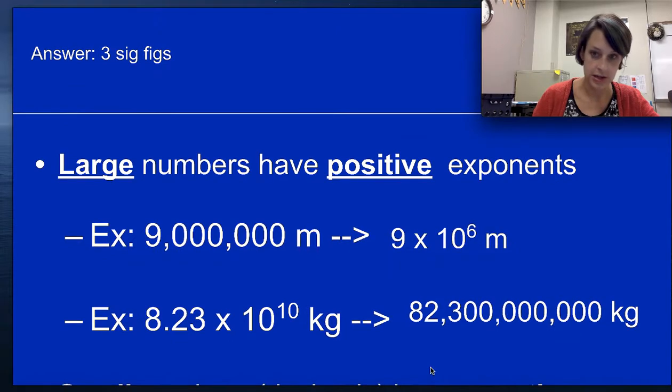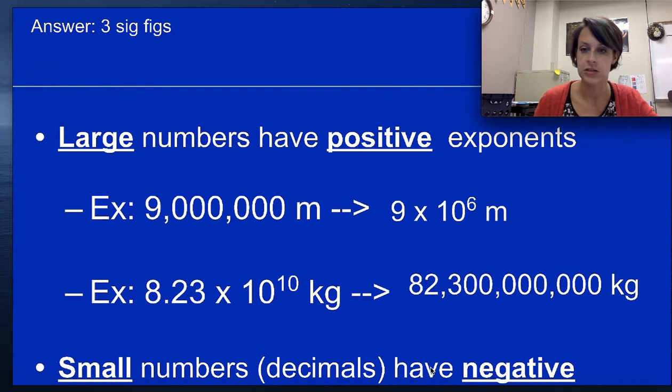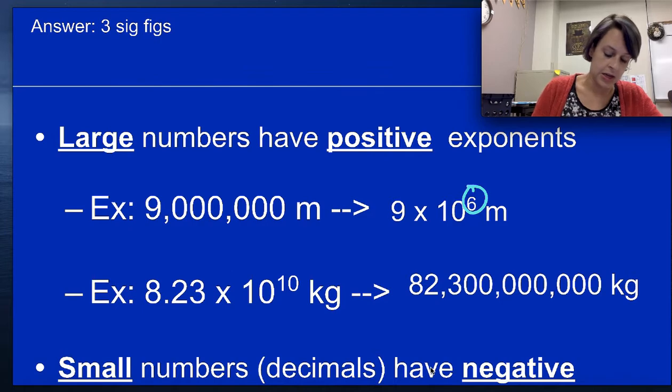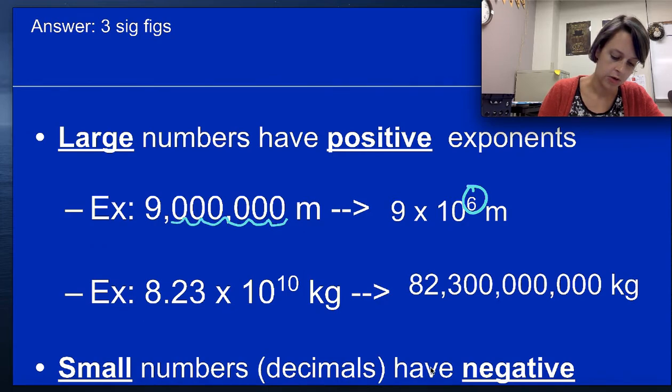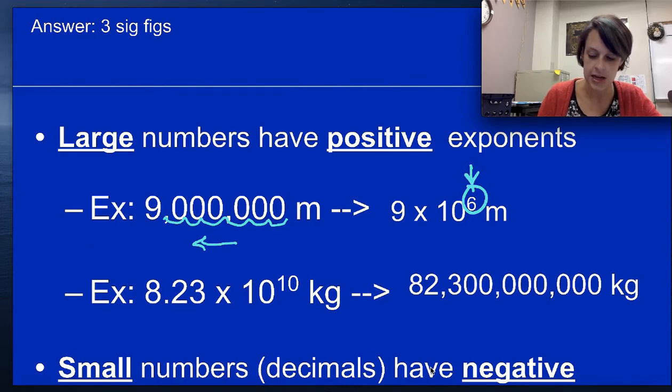If you have a hard time remembering whether to move your decimal to the left or to the right, and you're not sure which way to go, I think this is the easiest way to think about it. Large numbers will always have a positive exponent. The exponent is this number. Our first example is 9 million. If I walk my decimal over this way, then I end up with 9 times 10 to the 6th. This positive 6 indicates that this is a really, really big number, which 9 million is.